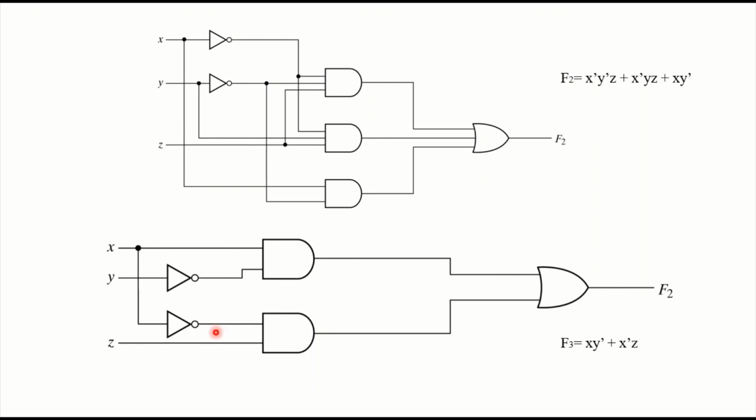From here we can see that we have applied a NOT gate over here. So we are getting X bar over here, and here we are applying Z. So at the output we will have X bar Z. So this term X bar Z and this term X Y bar are applied at the input of the OR gate. This OR gate will OR these two terms. So you will get at the output F3 as X Y bar plus X bar Z.